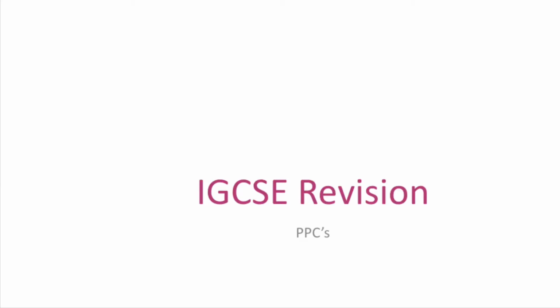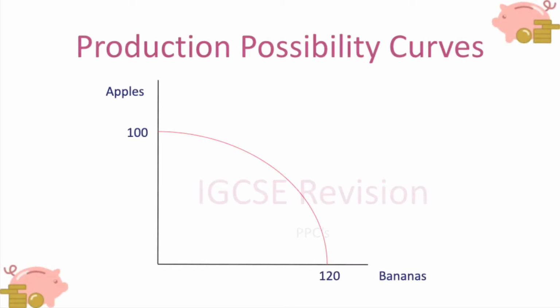In this video, we're going to talk about production possibility curves. PPC is a very simple model of an economy that can only produce two goods, in this case, apples or bananas. So if this economy put all of its resources into the production of apples, it would produce 100 units of apples. If it put all of its resources into the production of bananas, it would produce 120 units of bananas.